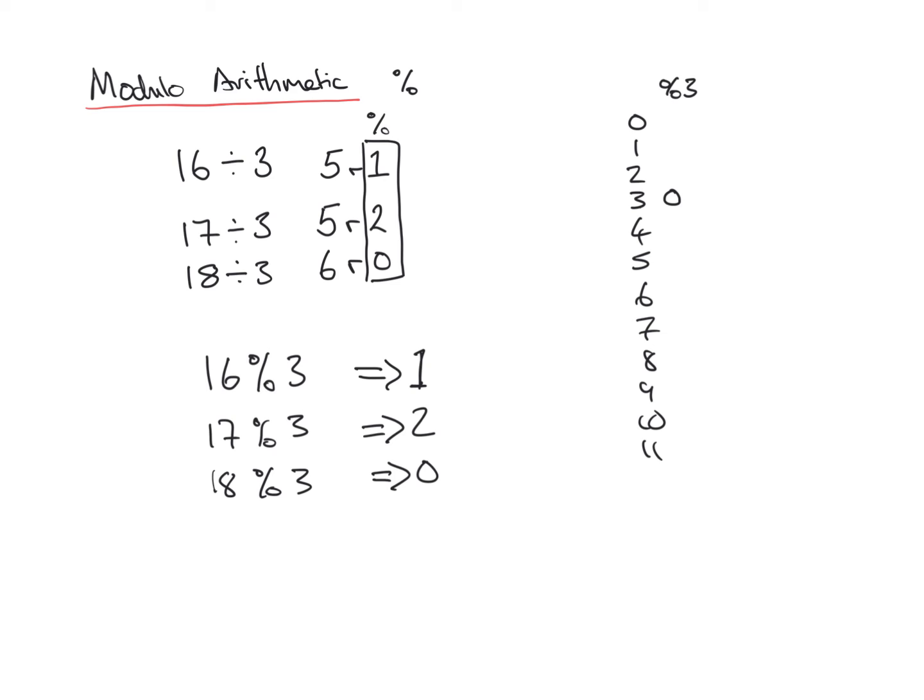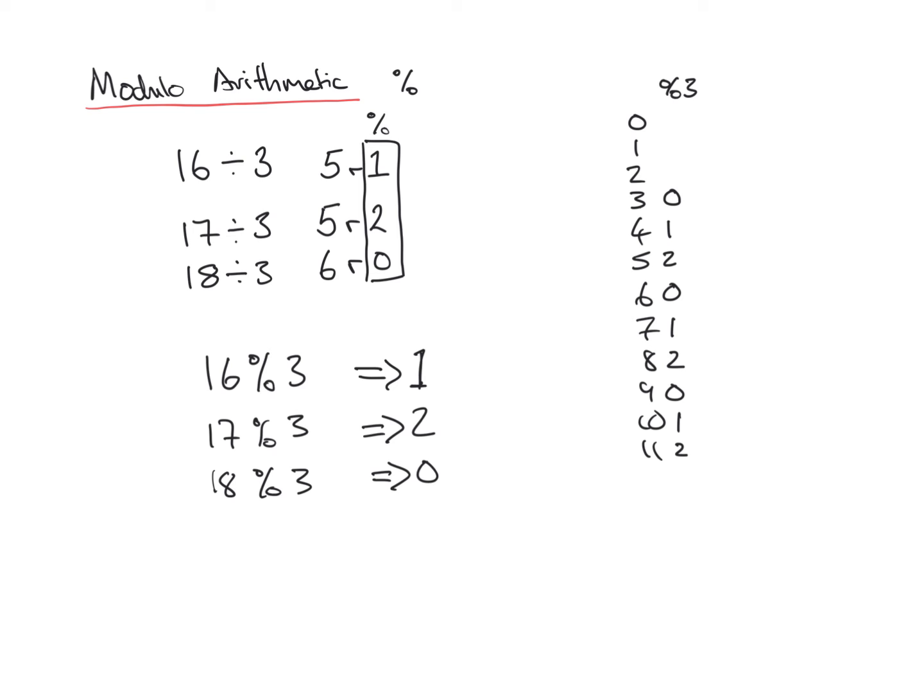And then how many times does 3 go into 4? It goes 1 time, remainder 1. How many times does 3 go into 5? It goes 1 time, remainder 2. And then 6, it's going to go 2 times, remainder 0. 7, 2 times, remainder 1. 8, 2 times, remainder 2. 9, 0. 10, 3 times, remainder 1. 11 is 3 times, remainder 2.